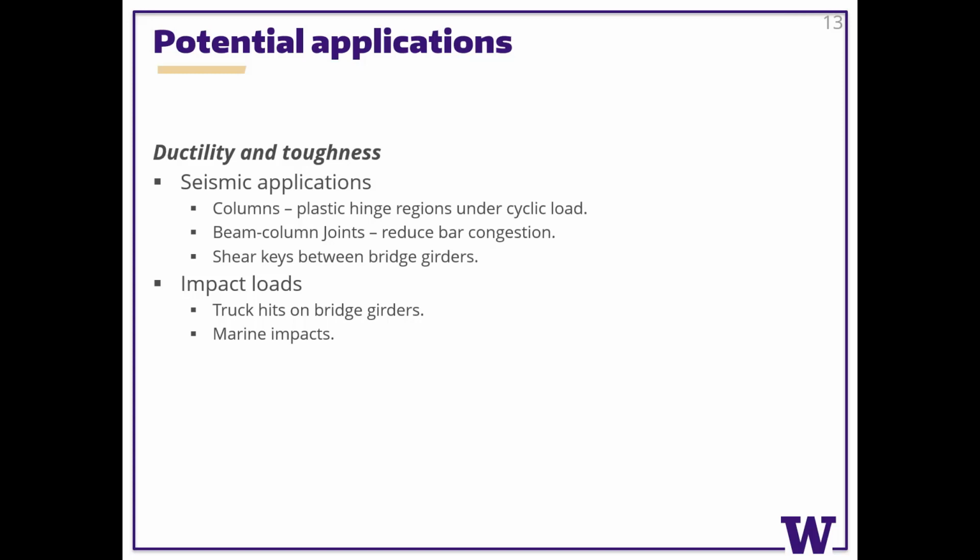Non-seismic, if we look at impact loads, if a truck hits a bridge girder, normally it will break the bottom flange of the precast bridge girder. And if we could make the bottom flange stronger and tougher, then it might be the truck that loses instead of the bridge. And obviously marine impact's the same kind of thing. If you have a ferry impacting a ferry terminal with marine piles, then the same kind of thing is true. It would be good to have the durability there.